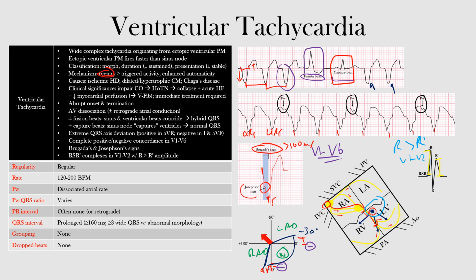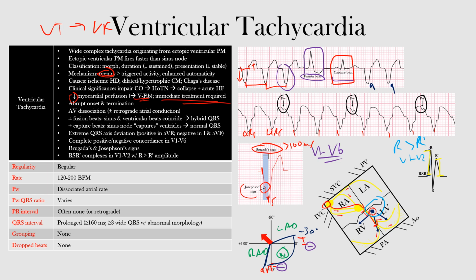Now, in terms of clinical significance, remember, this rhythm can impair cardiac output, cause hypotension, collapse, and acute heart failure. And if the myocardial perfusion falls low enough, we can actually degenerate into VFib, going from VTAC to VFib, okay? So again, immediate treatment is required. It can be life-threatening. So some clues, we mentioned abrupt onset and termination, AV dissociation, in which retrograde atrial conduction is possible. We mentioned fusion and capture beats, and extreme QRS or ventricular axis deviation, okay?